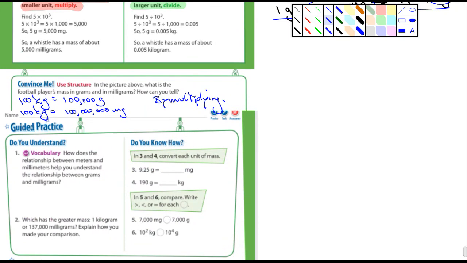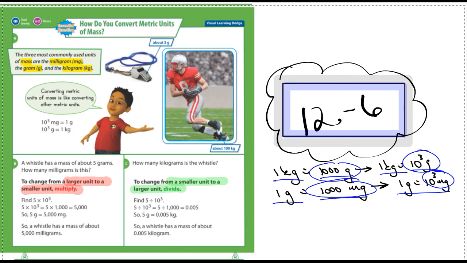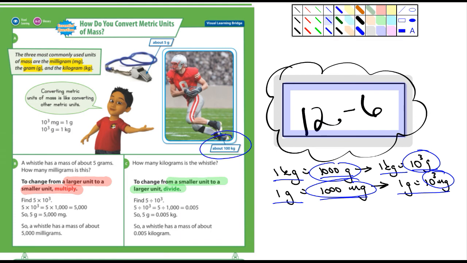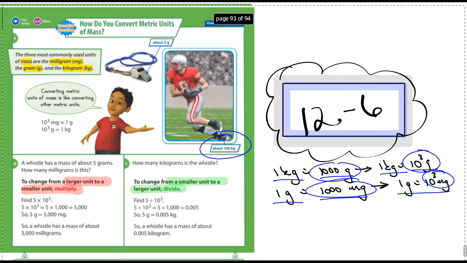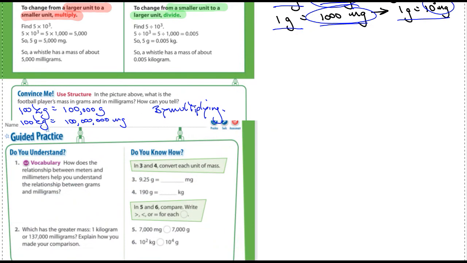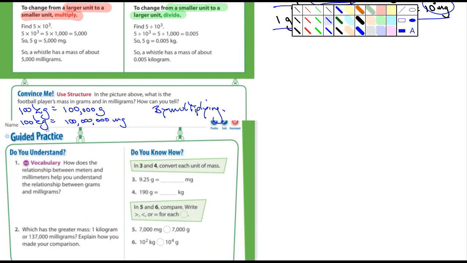Okay, down to the convince me. It says in the picture above, what is the football player's mass in grams and milligrams? Well, let's look at the football player above. And it says he's about 100 kg, 100 kilograms. The first thing they're talking about here is grams. So 100 kg in grams, you're going to multiply 100 by 1,000. And so what is that? That's going to be 100,000 grams.